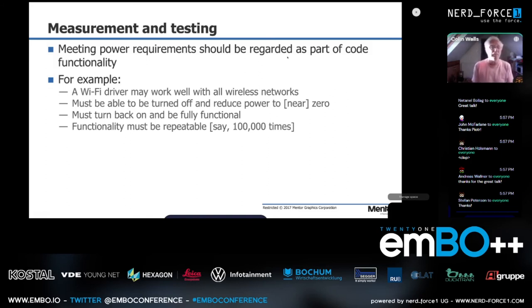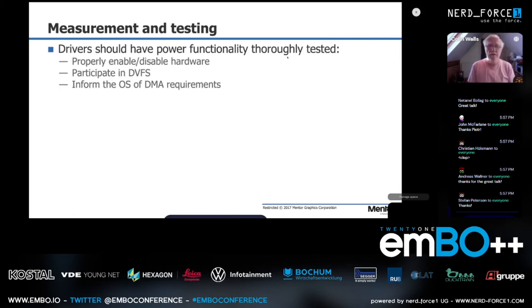And we must be able to repeat that functionality. And perhaps for testing purposes, just say 100,000 times will do, just to make sure that that functionality is completely reliable. We do not want our medical device waking up and then not being able to use Wi-Fi. That would be inconvenient. The drivers need their power functionality thoroughly tested.